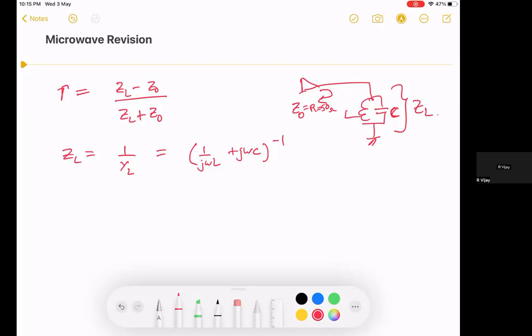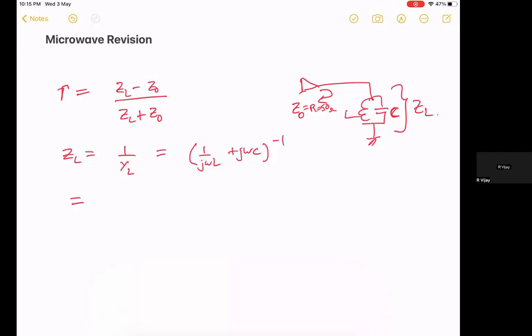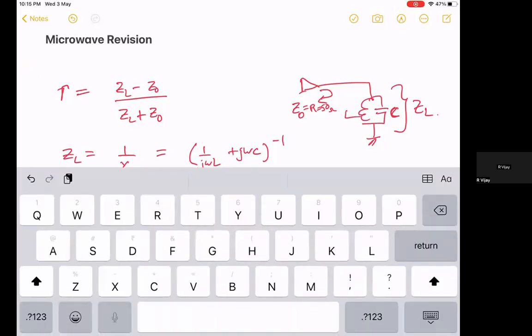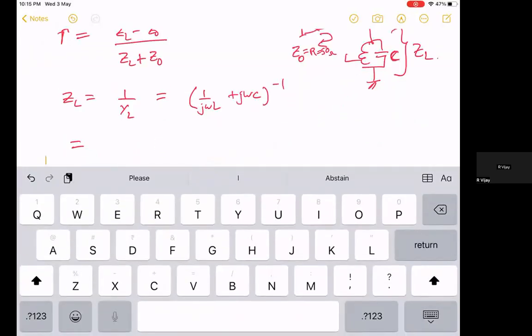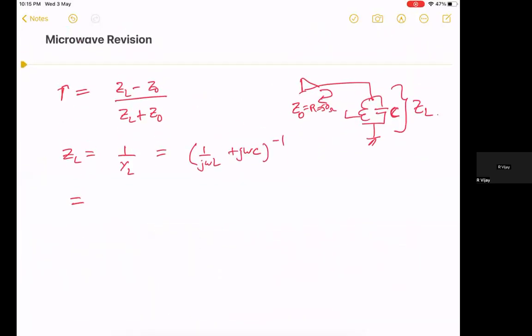Now let's do some simplification. So I multiply throughout by, basically take the denominator as common. So, oh man, how is this doing it?